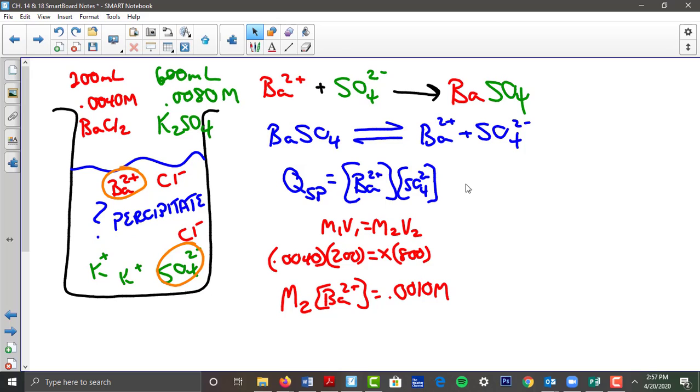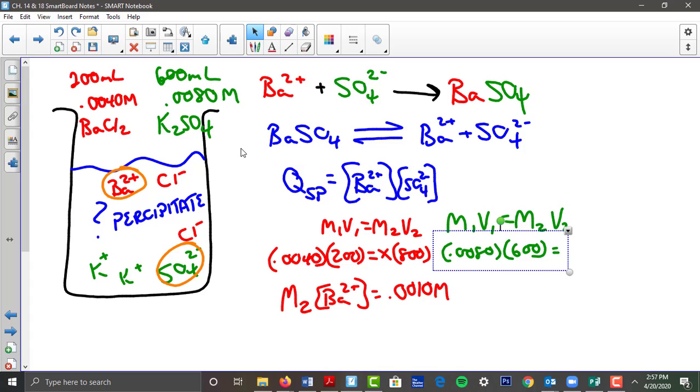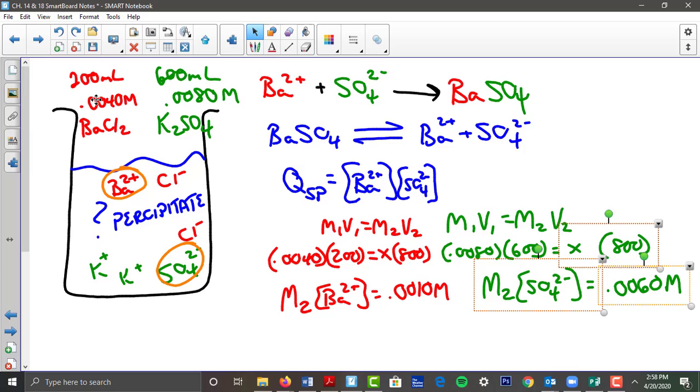Now we have to independently look at the sulfate ion. So we're going to set up another M1V1 equals M2V2, except this time it's for the sulfate ions, in green. The initial concentration of the sulfate ions was 0.0080, and we had 600 milliliters of it. If we change the total volume to 800 milliliters, the molarity of the sulfate ions in the end would be 0.0060. So remember, on dilution, concentration always decreases.